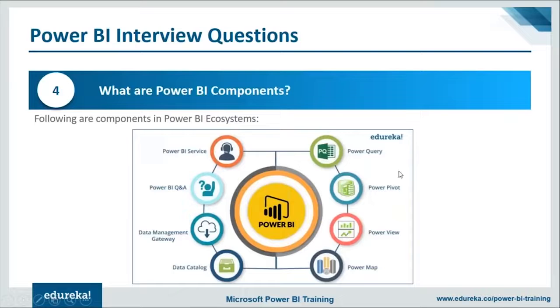And this is what the complete architecture is all about, right? You can see that it consists of Power Query, Power Pivot, Power View. These are obviously the add-in components. Okay. These are the Power components. Then you have Power Map, Data Management Gateway. Power BI Q&A is another revolutionary feature, natural language querying, which I'll talk about in a while. And finally, Power BI Service.